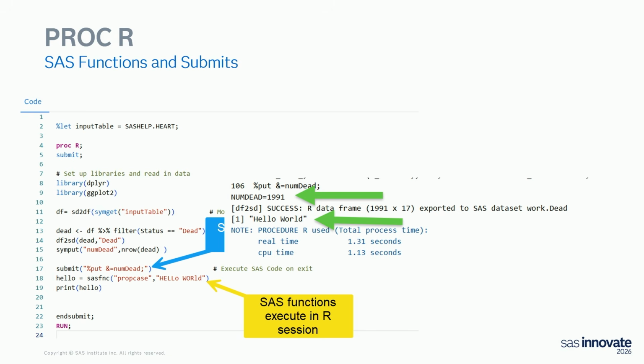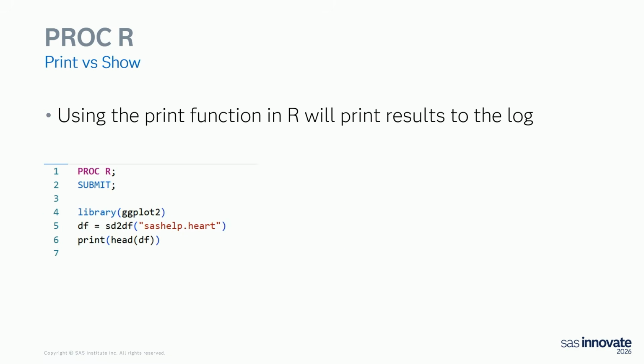And then anytime you're printing something, it's going to print to the SAS log. I'm going to show you how to do something different in just a second, but you can see that it did the prop case on that string, right? So what did we do? We talked about the idea of running functions and running submit statements inside of R, right? So that's a neat little thing we can do.